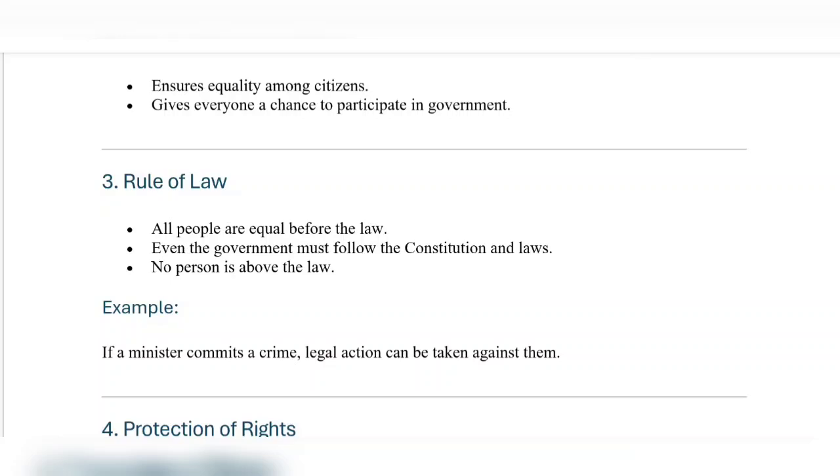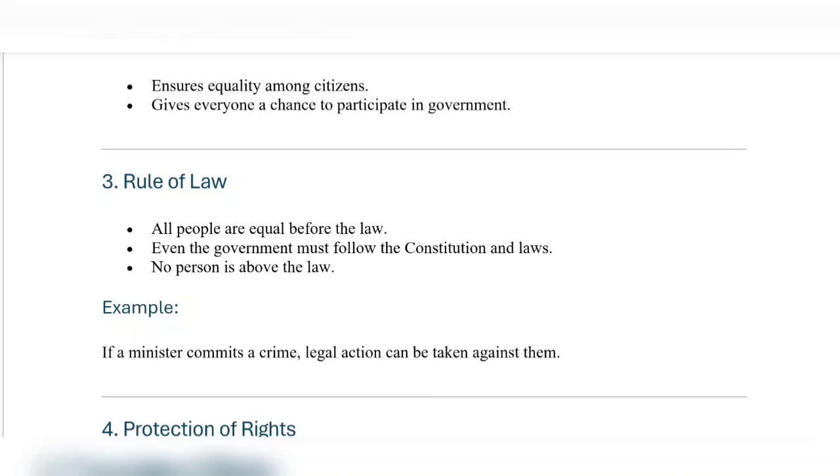Now we talk about the rule of law. Rule of law means that there is no person making rules or changing the rules according to their wishes, but there is a set of rules, like the Indian Constitution, and we all have to follow the Constitution. Everyone is equal in front of the law.